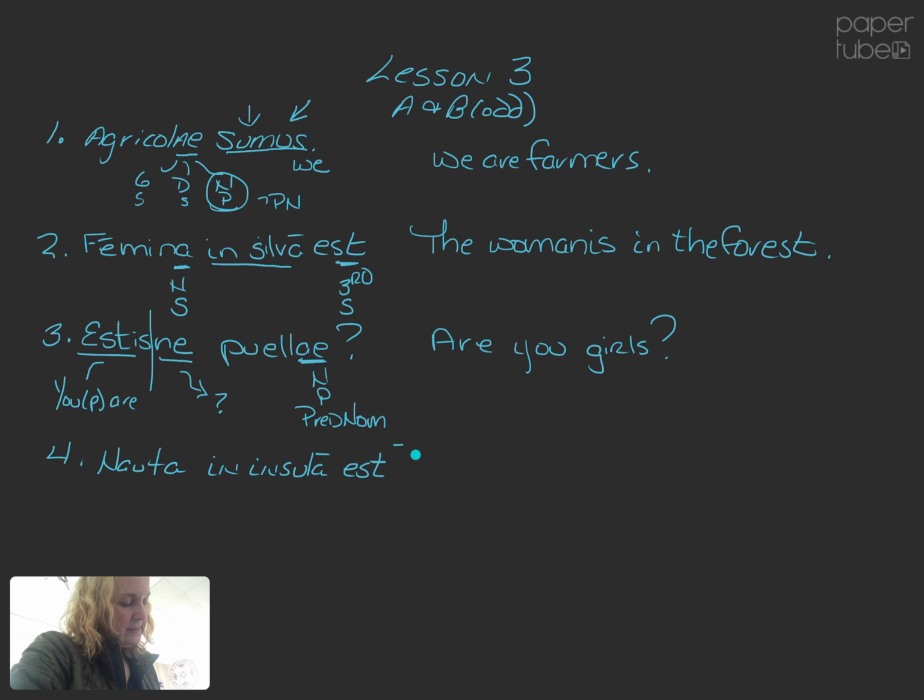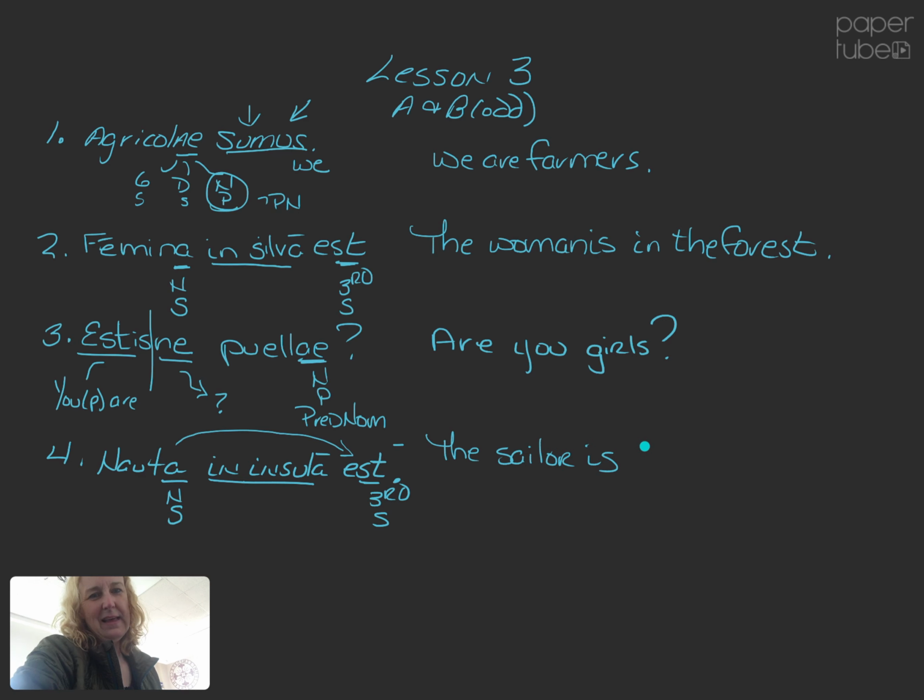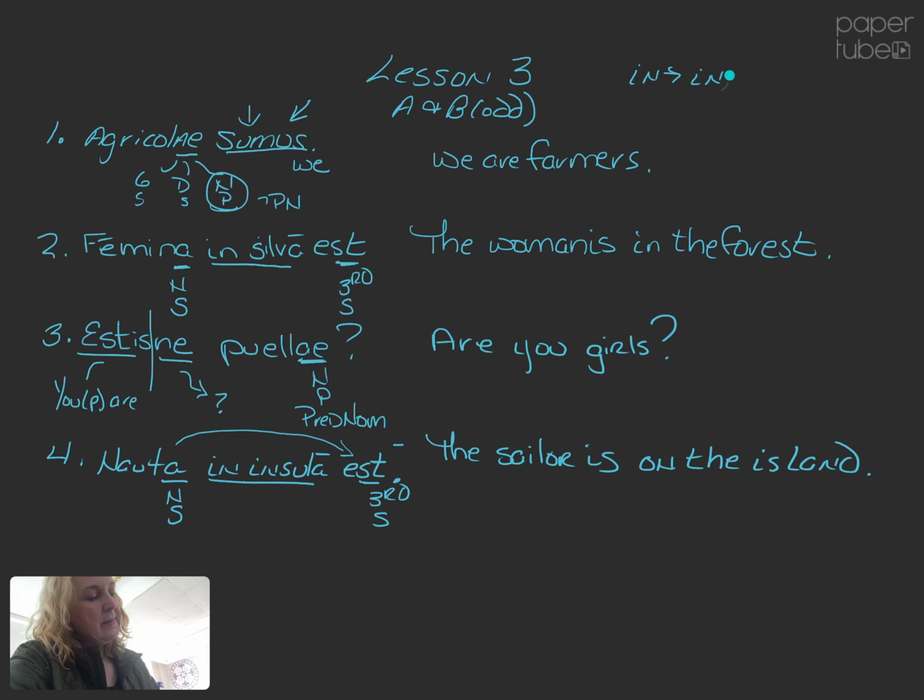Number 4, nauta in insula est. No question there. Nauta, I have a nominative singular ending. I have a third singular verb, so that nauta can be the subject. And then in insula, an ablative place where? The sailor is on the island. I could say in the island, but that doesn't really sound right. Remember within in Latin that I can use in, on, or at. So in with the ablative is in, on, or at.